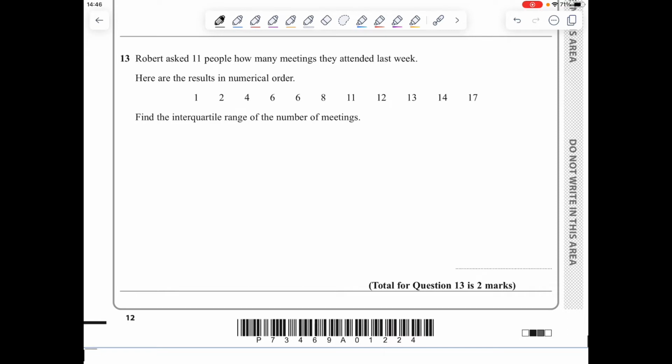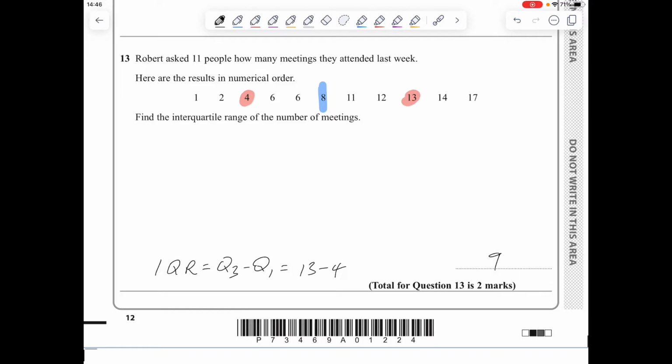For question 13, you can find the interquartile range using inspection. The median is the middle value. Since these are in order, the middle value is 8. And then for the left part, the 5 numbers from 1 to 6, their middle number is 4. That's Q1. And then for the 5 numbers to the right of the median, their middle number is 13. So the interquartile range is Q3 minus Q1. So 13 minus 4 will give me a 9.